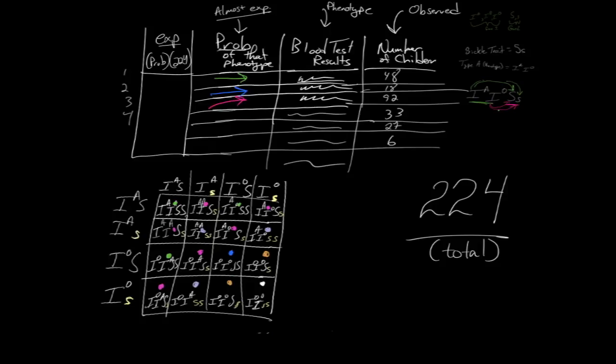Do we understand that so far? Where do we get our probabilities? We get them from our Punnett squares. That's it. So let's count them. Let's do the first one right here. The first one says what? Type A normal red blood cells.